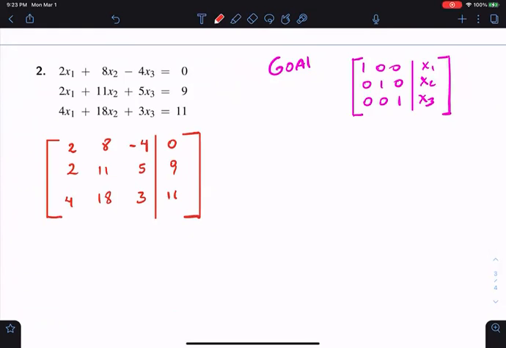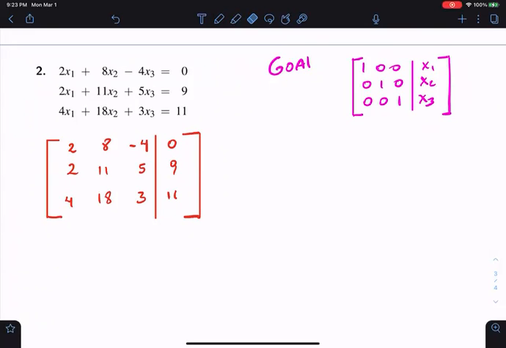Okay, so now I have a problem, right? I don't have the 1 usually in this position. I don't have the 1 there. Or let me put it this way. Usually I want a 1 in that position, right? But I don't have it this time. I have a problem.